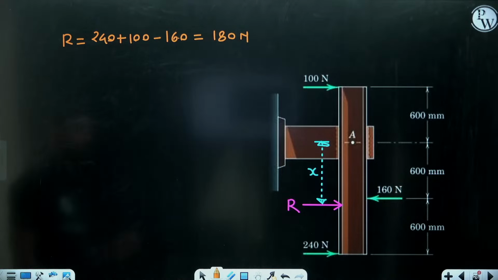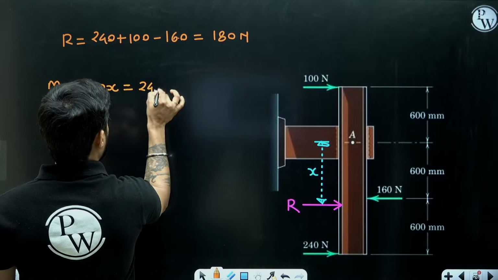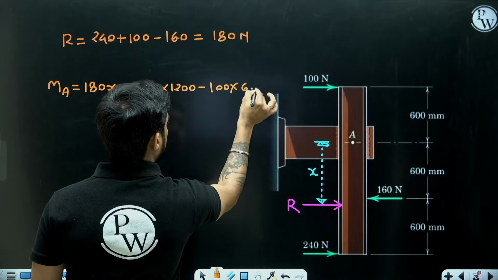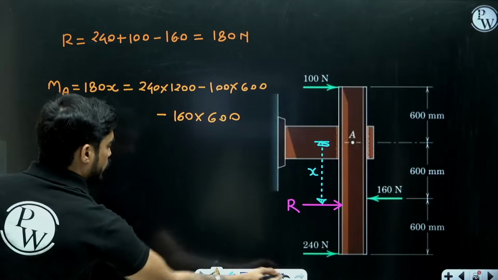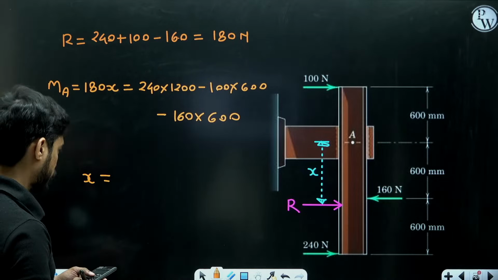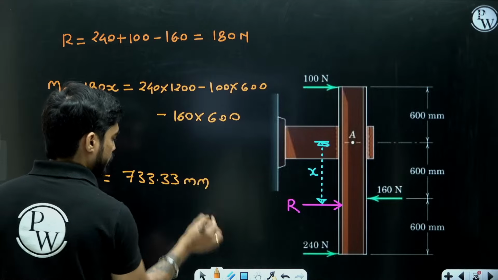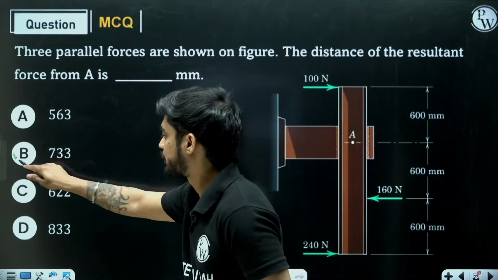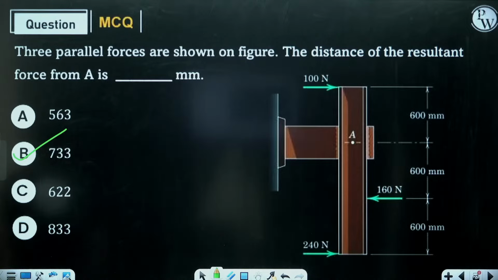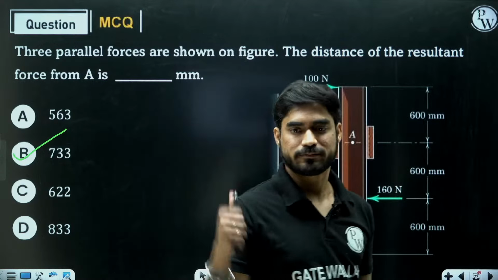So now if I take moment at point A, it will be 180x equal to 240 into 1200 minus 100 into 600 minus 160 into 600. So X will be equal to how much? 733.33 mm. Yes. Still positive. So the correct answer is B, 733.33 mm. So if you are assuming R to be upward, you must be getting negative value of X, minus 733.33 mm. Understood?